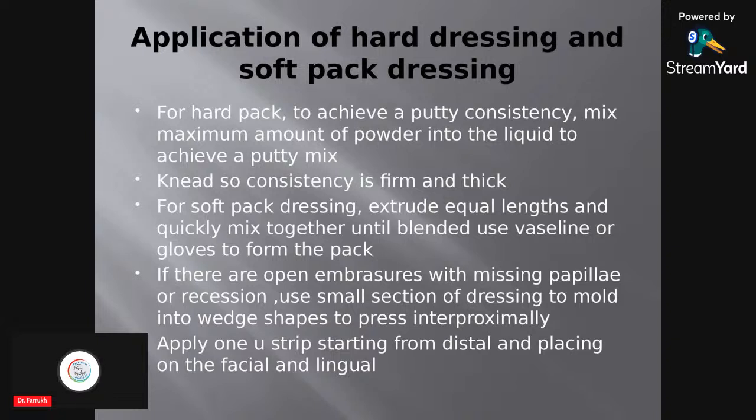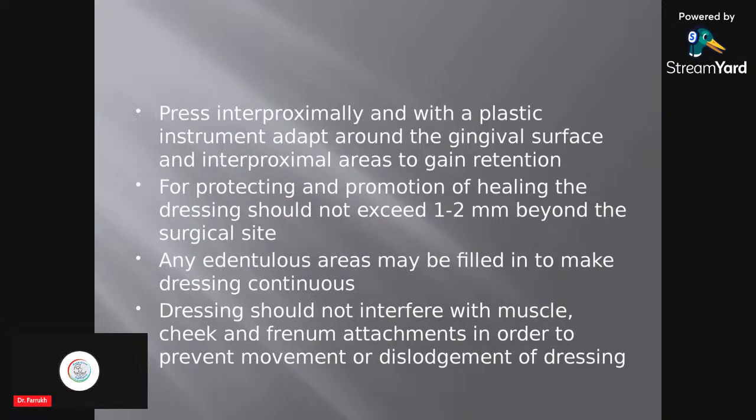Application of a hard dressing and soft pack dressing. For the hard pack, to achieve a putty consistency, mix the maximum amount of powder into the liquid so the consistency is firm and thick. For soft pack dressing, extrude equal lengths and quickly mix together until blended. Use Vaseline or gloves to form the pack. If there are open embrasures with missing papilla or recession, use a small section of dressing to mold into a wedge shape to press interproximally. Apply one strip starting from the distal, placing it on the facial and lingual. Press interproximally and with a plastic instrument adapt around the gingival surface and interproximal areas to gain retention.